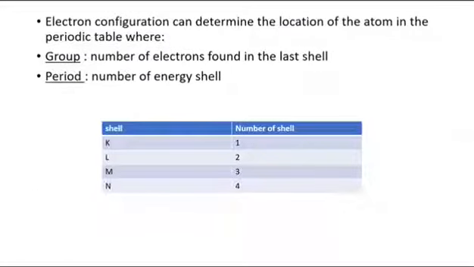The electronic configuration can determine the location of the atom in the periodic table, where the group is equal to the number of electrons found in the last shell and the period is equal to the number of energy shells. We recall that we have 4 energy shells, K having the number equal to 1, L having its number equal to 2, M equals 3, and N equals 4.